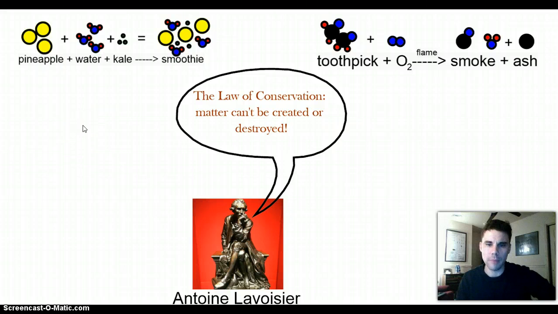And the father of modern chemistry, Antoine Lavoisier, would look at these two examples and he would say, of course, you are demonstrating the law of conservation. And he was the first guy to come up with that term and that concept. And he said the law of conservation means matter can't be created or destroyed. So you'll have the same amount of grams before and after any kind of chemical reaction.